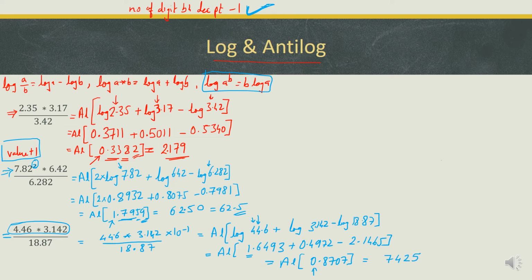Now what is the value before the decimal point? 0. Okay, and what we have written is we will add 1 to the value. So 0 plus 1 is 1. So the decimal point will be placed after 1 digit. So this is the answer that we get. Hope you all understood log and anti-log. Let us go ahead to the next topic.